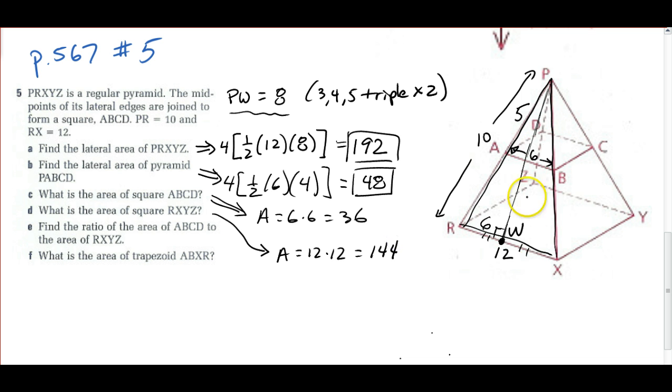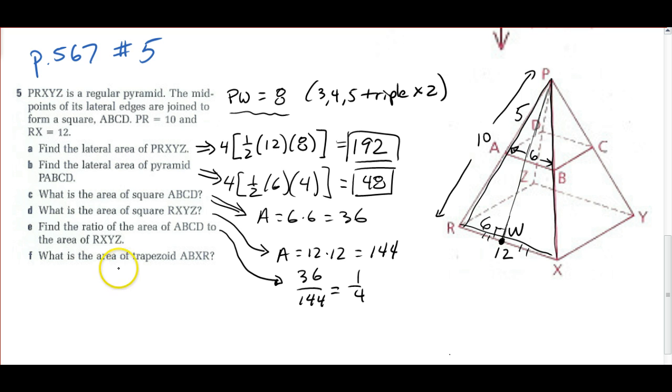And again, these two squares are similar, so the ratio of their areas should be the square of the ratio of any pair of corresponding sides. So it should be 12 squared to 6 squared. If we do the ratio of the areas, it would be 36 to 144, which reduces to 1 to 4, just like we got for the ratio of the lateral areas.